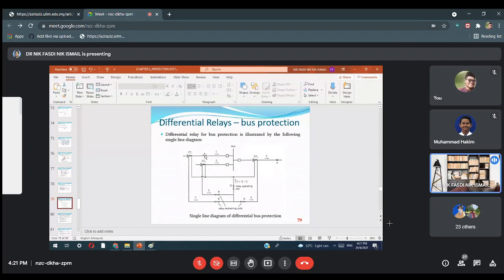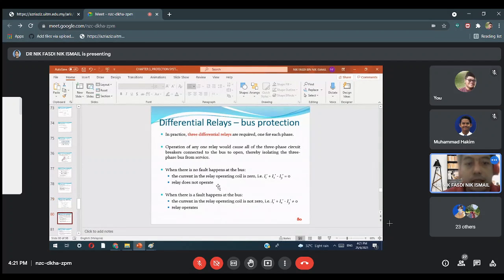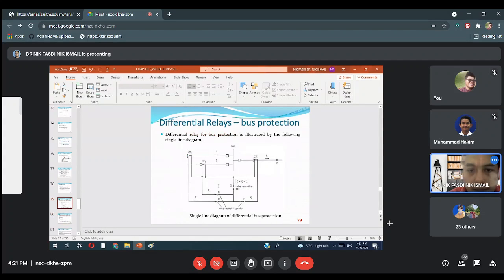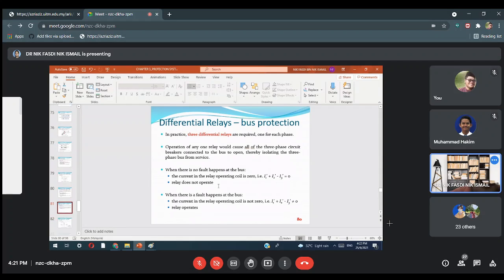Okay, ini dalam parallel, ada juga bus yang pakai satu feeder. So kalau satu untuk dua je lah, satu, dua. Ini contoh untuk dua feeder. Okay. In practice, 3 different relays are required for each phase. Operation of any relay would cause all the 3-phase circuit breakers connected to the bus to open, thereby isolating the 3-phase bus from service.